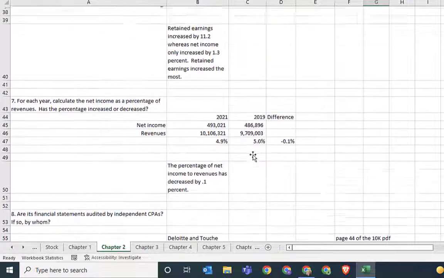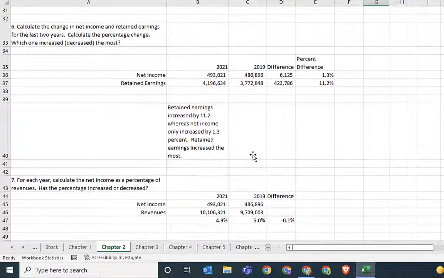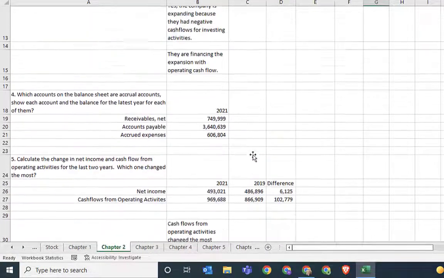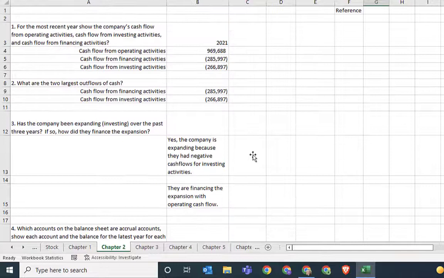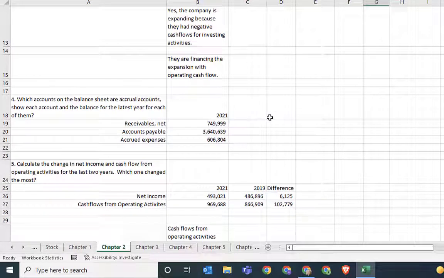And chapter 2, we talked about net income and retained earnings. And I would go up here and say that it looks like my company's expanding. It did invest, and it did have positive cash flow from operating activities. And I would mention some of those numbers when I wrote.